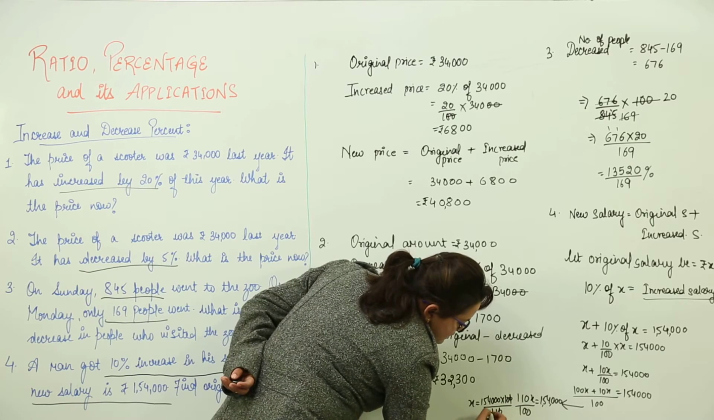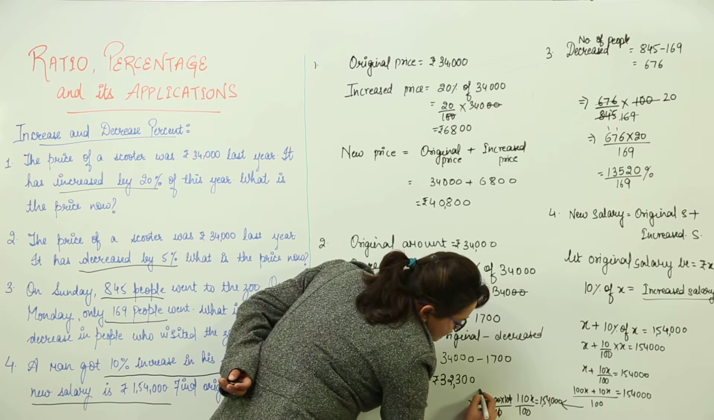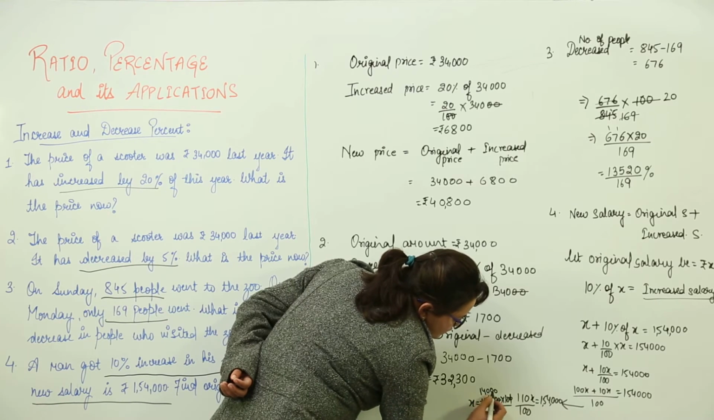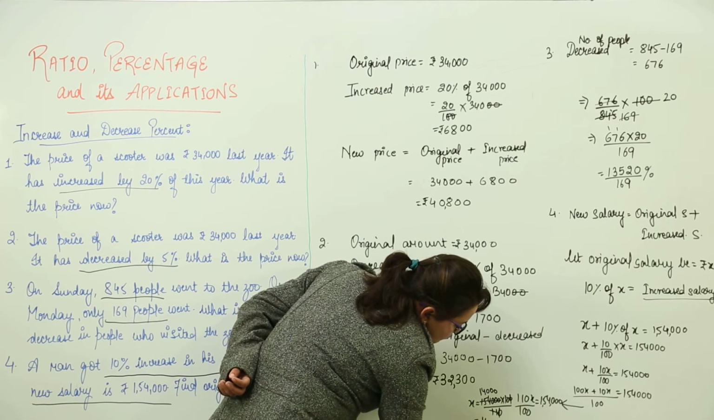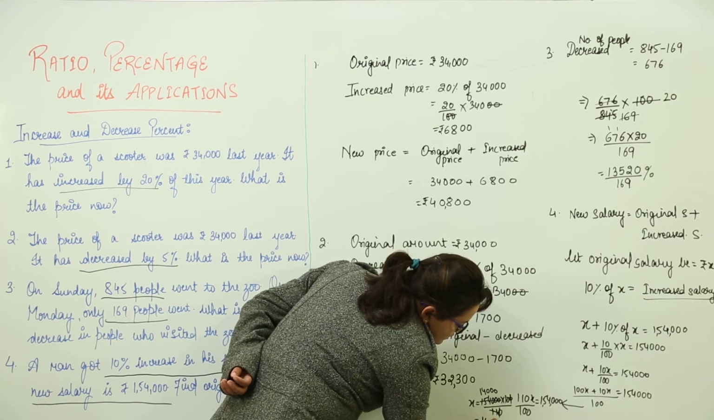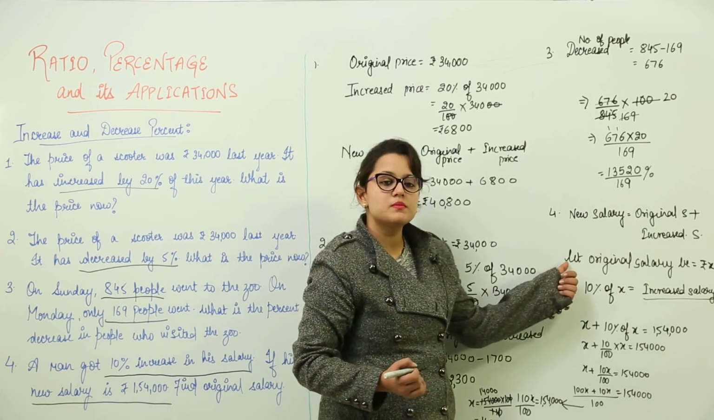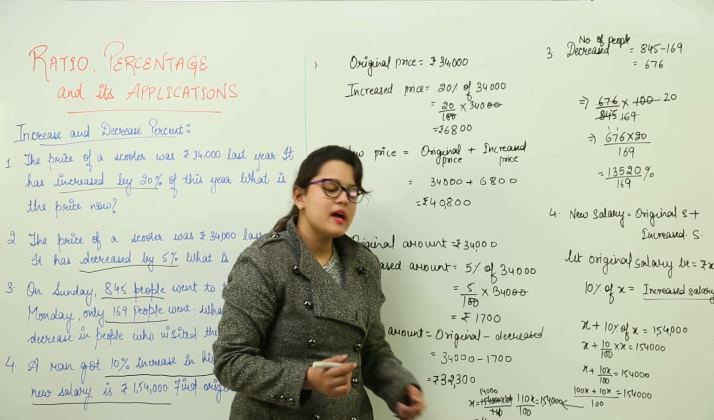Now solving this, 11 gets simplified with 11 ones as 11, 44, 11 fours as 44 and 3 zeros. So what are we left with? 1, 4, 0, 0, 0 and another 0. So what is the original salary that was expected? It would be 1,40,000.